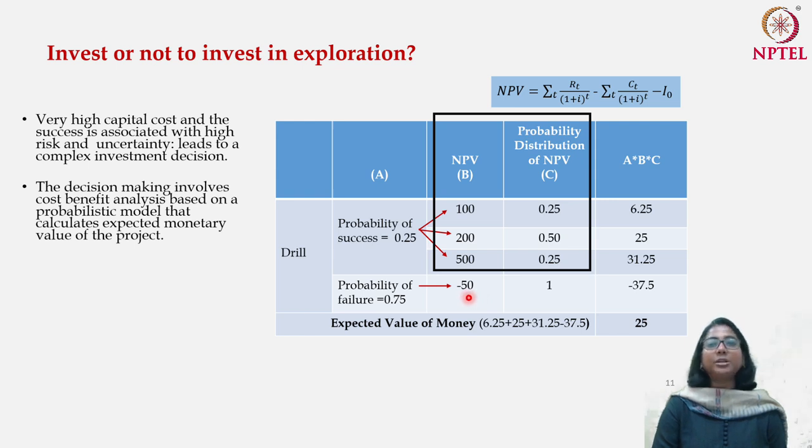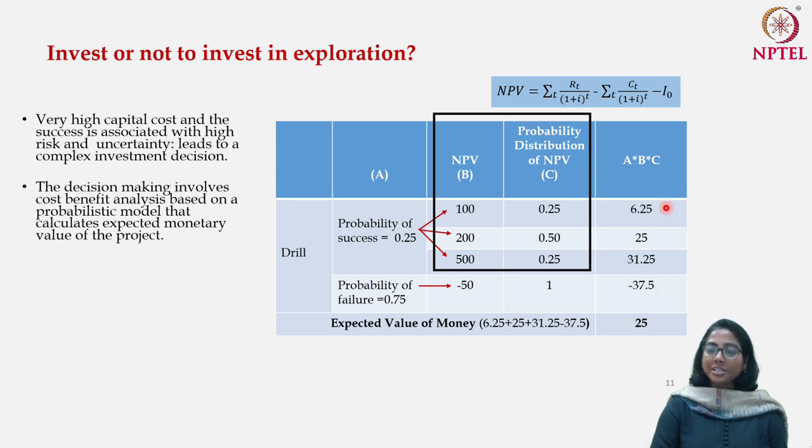I don't have multiple outcomes, or a probability distribution of negative NPV per se, because this is only one event which is happening with a chance of occurrence of 0.75. So, what is the expected loss if the project fails? That is minus 50 multiplied by 0.75, which is minus 37.5. Now, how do I take a decision?